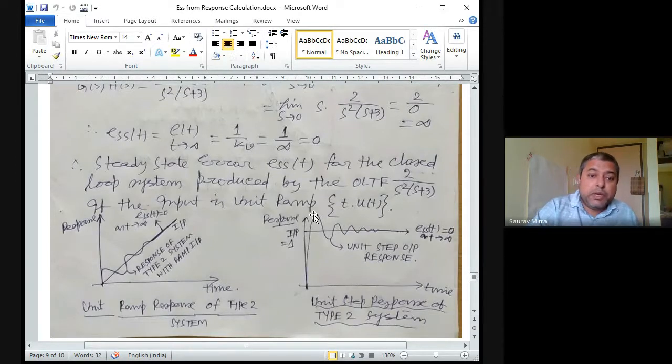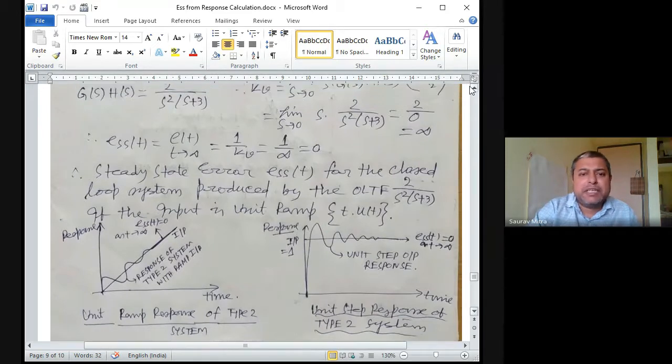So it will go up, down, up, down, up, down, and after that it will stabilize. This is the unit step response of a type 2 system. After all this up and down, the response stabilizes at amplitude 1. That means the steady state error between the step input and the output is going to be 0. This exact response I can show you. I have already done it.